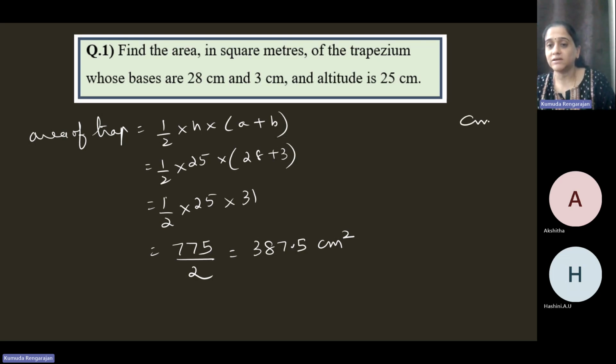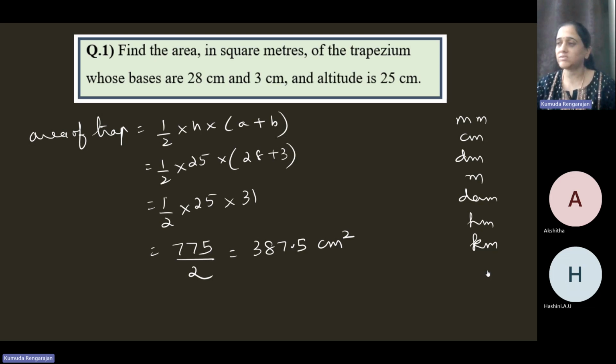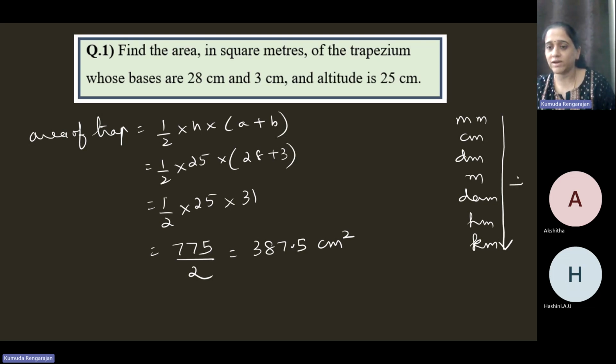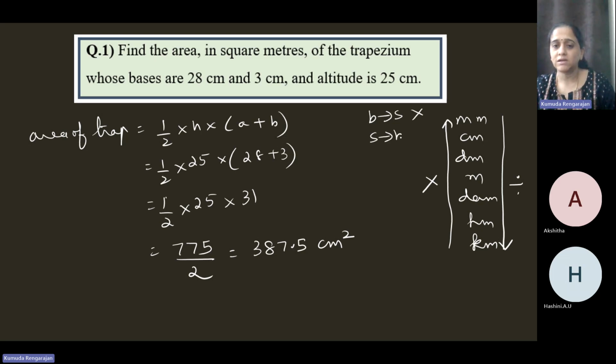Centimeter, decimeter, meter. We have millimeter, centimeter, decimeter, meter, decameter, hectometer, kilometer. Last class we understood that when you're converting from a larger unit to a smaller unit, we multiply, and from a smaller unit to a larger unit, we divide. Big to small, multiplication. Small to big, division.